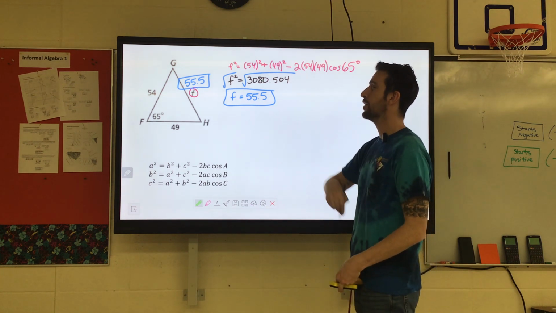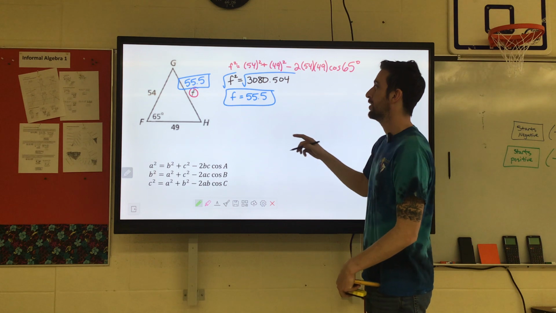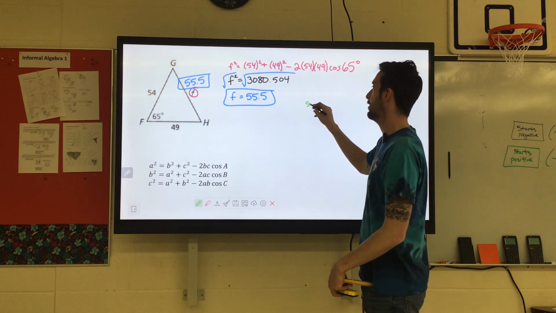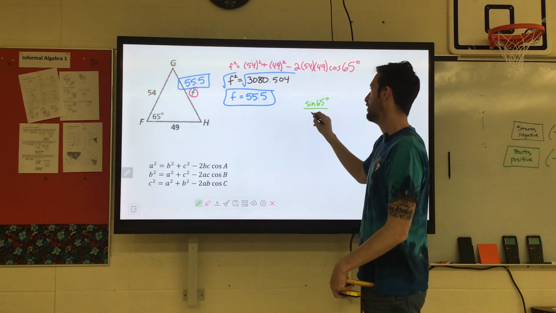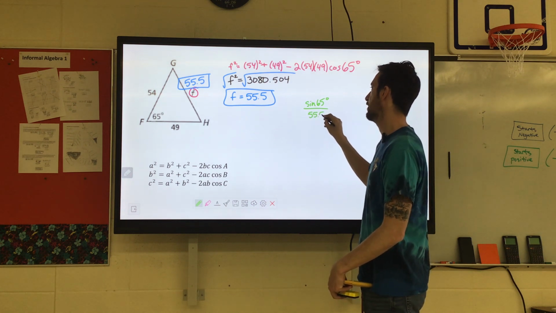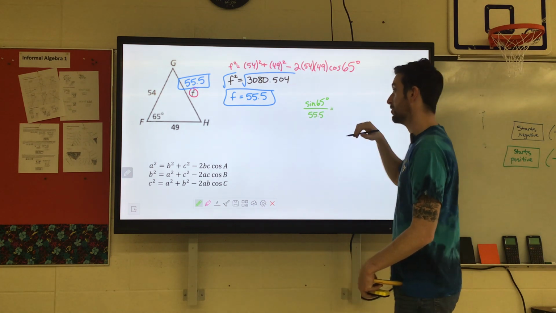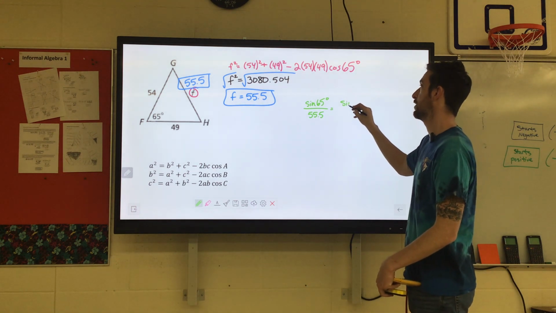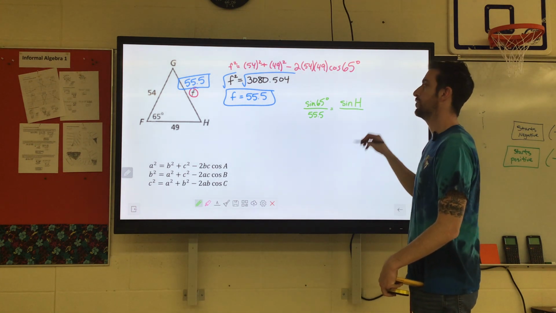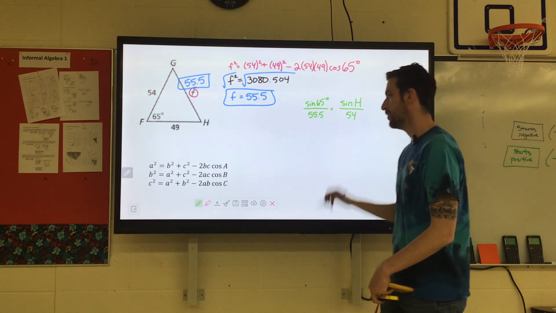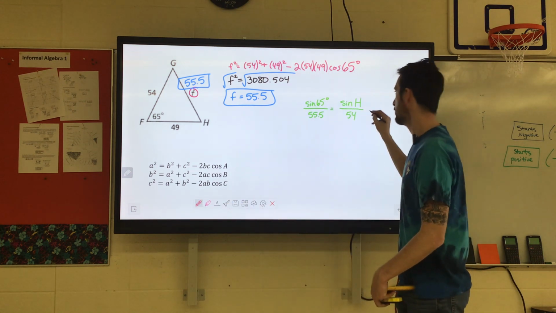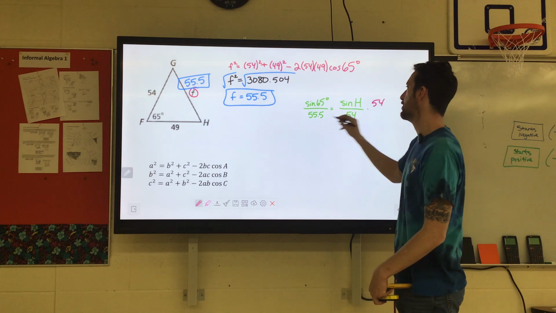So let's say I'm working on H now. So we could say sine of 65 over the corresponding side, 55.5. If we're working on angle H here, we'll say sine of H over the corresponding side for H, which is 54. We're getting rid of divided by 54, so we can multiply by 54 on both sides.